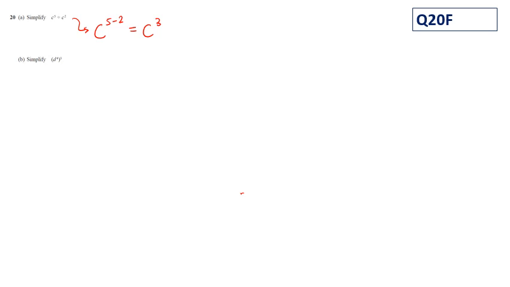Part B, simplify d to the power of 4, all to the power of 3. That rule is the power to the power rule, which says if I have a power and that's raised to another power, then I multiply the two indices. So in this case, this is going to be d to the power of 4 times 3, and that's d to the power of 12. So these are my answers for A and B.